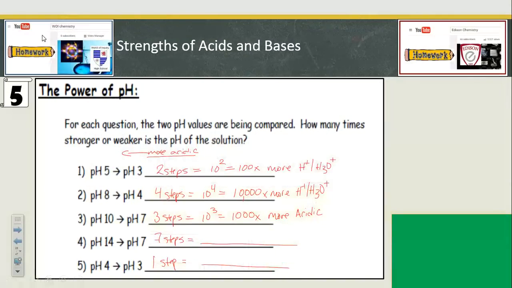So, to recap, you've got to look and see what the pH number is. That tells you the concentration. The bigger the pH number, the more concentrated the base and the less concentrated the acid. The smaller the pH number, the more concentrated the acid and the less concentrated the base. And if you're talking about pH changes, which shows up all the time, you count the number of steps it changed, in which direction, more acidic or more basic, and you raise 10 to that power to tell yourself how many times more concentrated or less concentrated that solution became. And that's it for the power of pH.